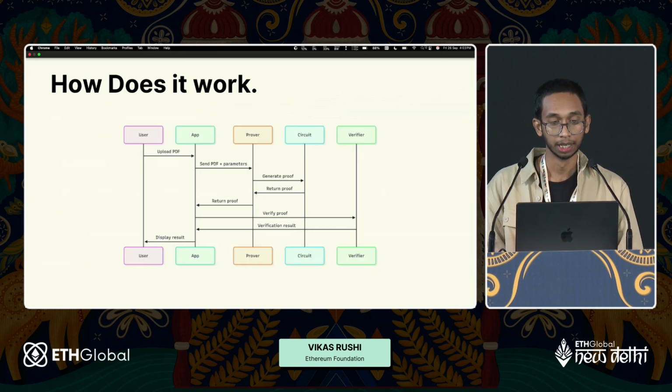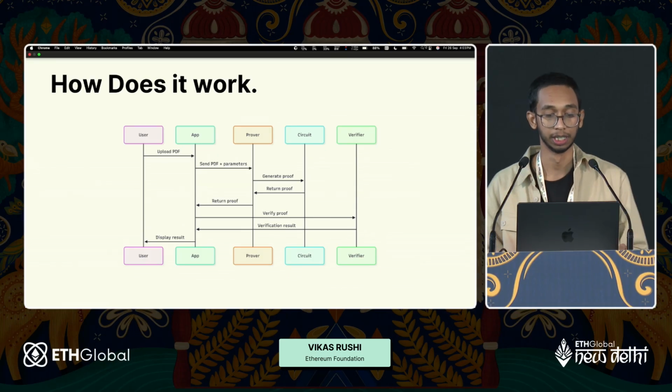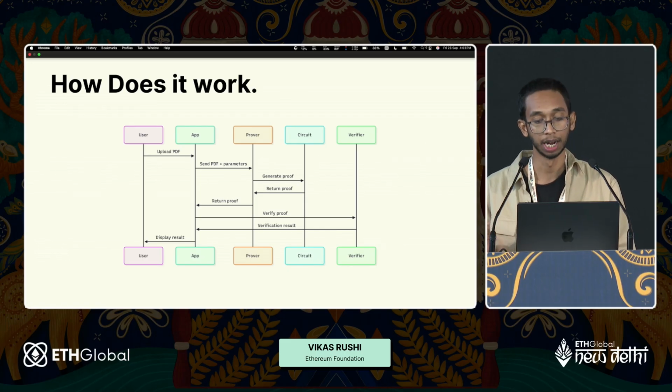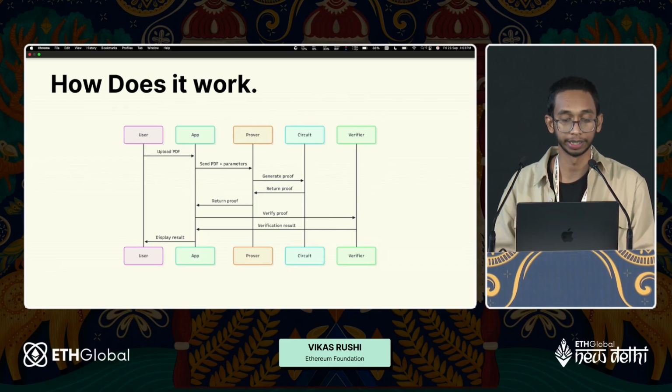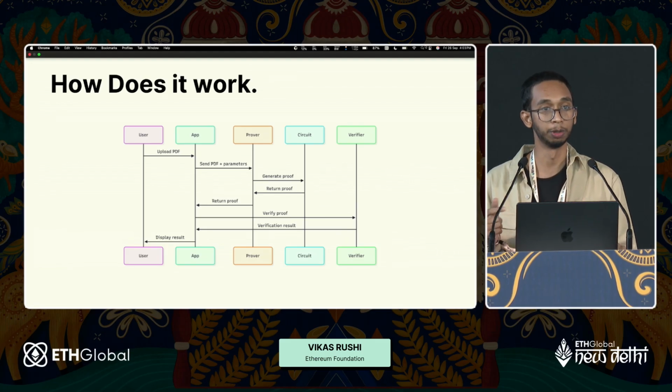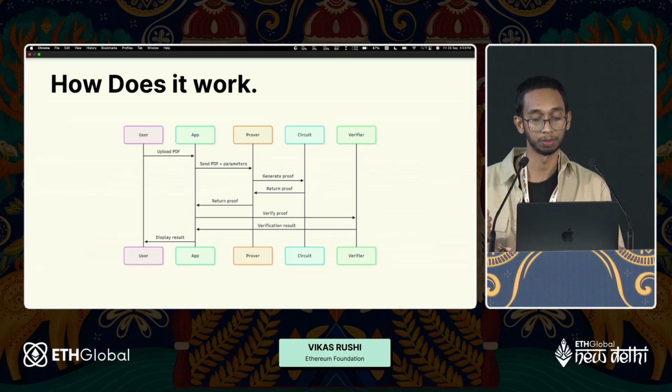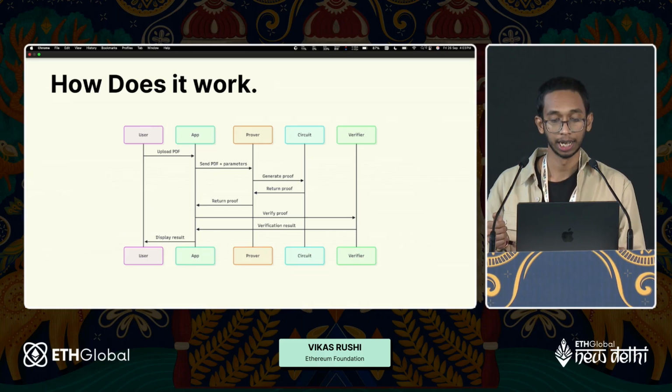So how does the zkPDF stack work? Generally, when the user uploads a PDF into the app, the PDF sends the inputs to the prover. In our case, zkPDF has the remote SP1 prover, and once the SP1 prover gets the inputs, it will generate a proof for you. You can generate a PlonK and Groth16 proof within the prover, and you could generate proofs within the circuit.